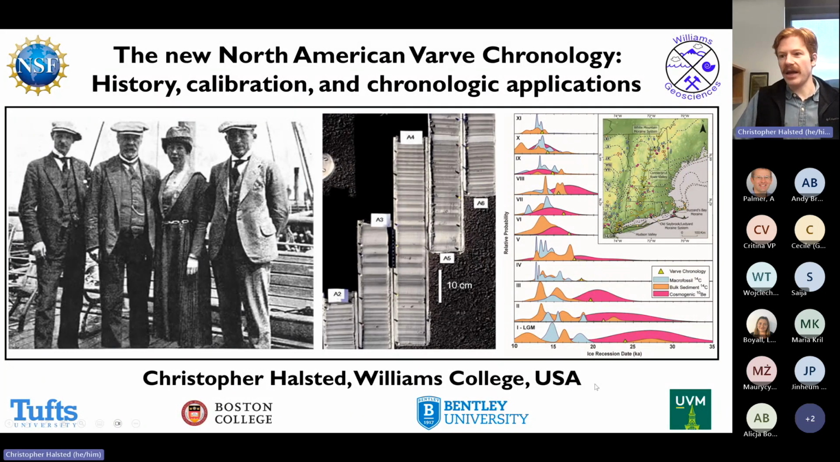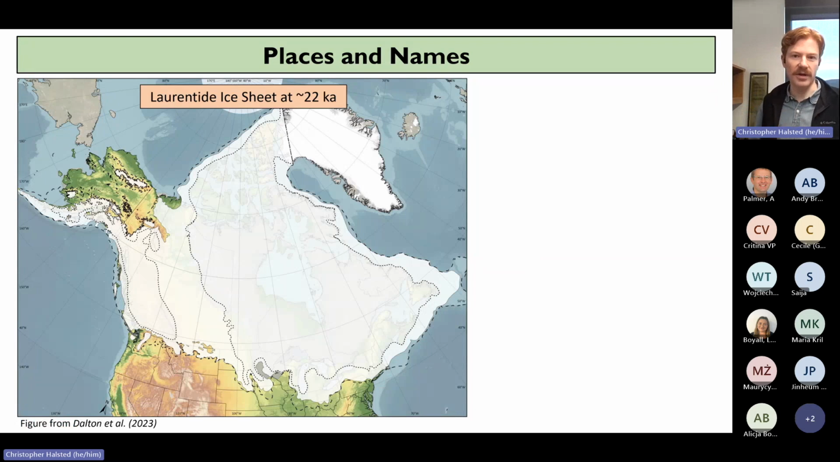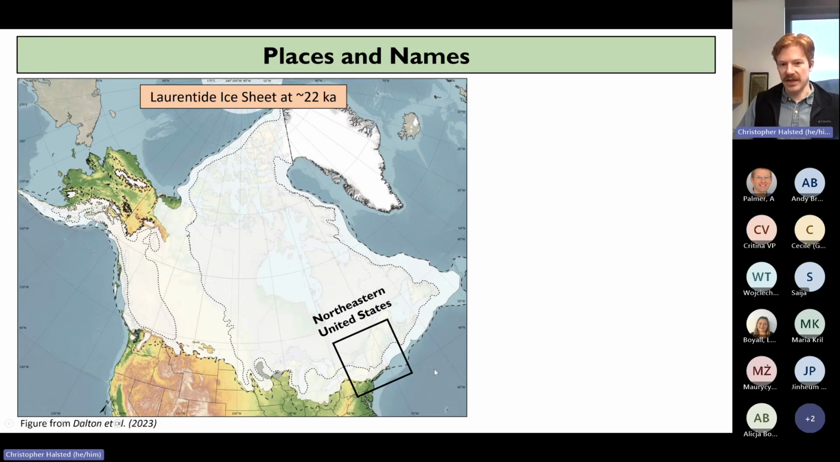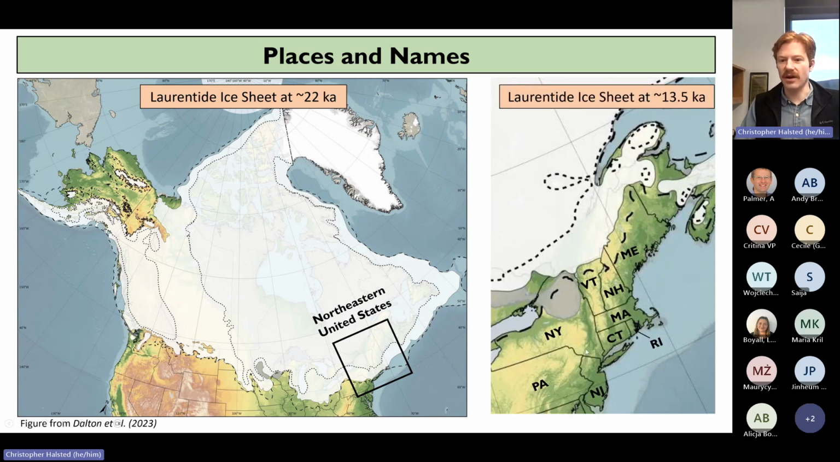So let me go ahead and orient you all with where we are, because I know folks are joining us from all over the world. We're focusing in on the Laurentide ice sheet in North America. And this comes from a recent reconstruction by April Dalton that was just published last year. We've got an inner dotted line that shows the minimum plausible extent of the ice sheet, this outer dashed line that shows the maximum extent, and then the white shows the most probable extent of the ice sheet. And where we're specifically focusing is on the northeastern United States, which was the southeastern sector of the Laurentide ice sheet. I'm just going to zoom in on that area here.